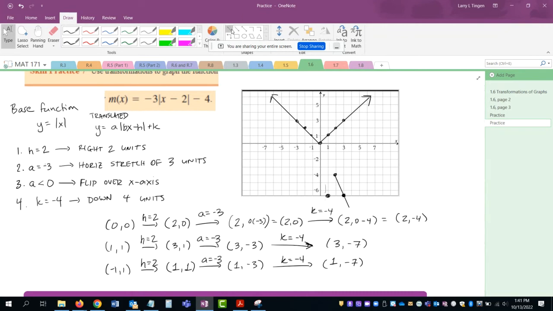And then let's see if our manipulation holds. So does this transformed graph look somewhat like our original? Still got that V relationship, but look at all the things that happened to it. It got moved right 2 units. It got stretched 3 units. It was flipped over the x-axis, and then it was moved down 4. So the flip made it point down. The stretch narrowed it, right? The stretch compressed it.